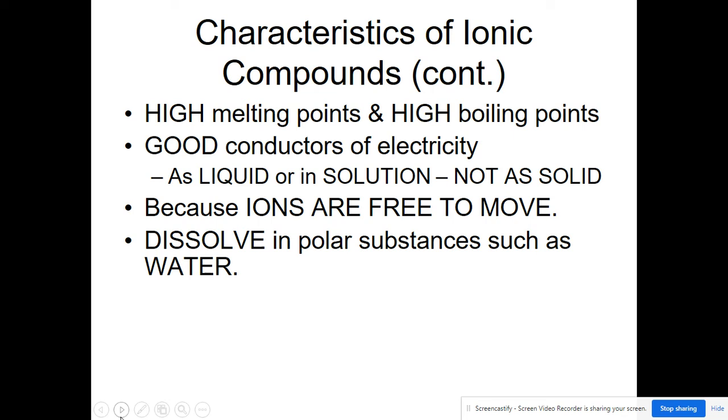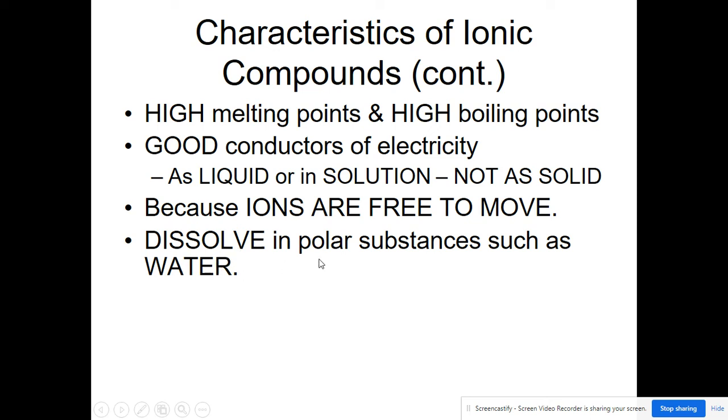So other characteristics of ionic compounds is they have very high melting points and also very high boiling points. Because you have positive and negative charges, they're also going to be good conductors of electricity, but only when those cations and anions are able to move. So we only see this when they're liquefied or if they're dissolved in water. We do not see them conducting electricity as a solid.